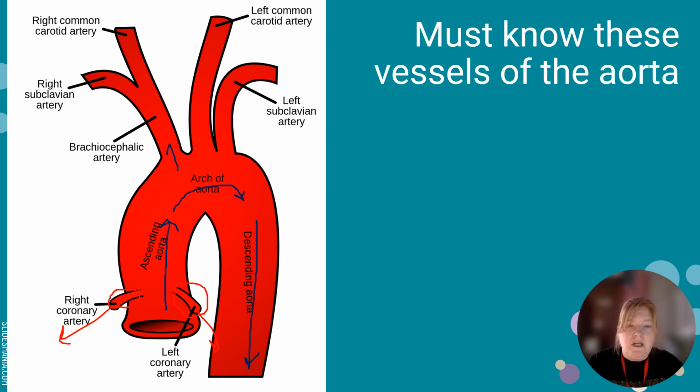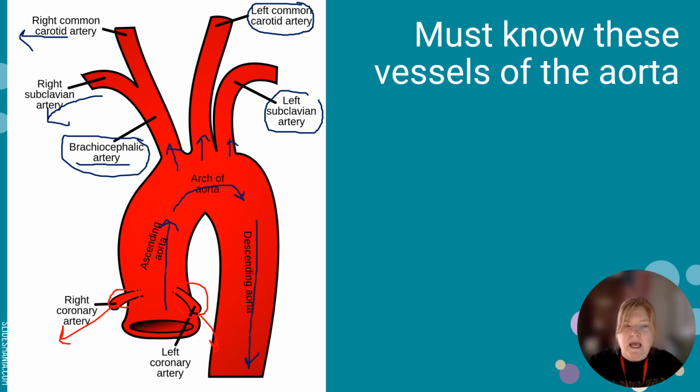And then there are three branches off the aortic arch, okay? The first one is the brachiocephalic. The next is the left common carotid, and then the next is the left subclavian. The brachiocephalic will eventually branch into the right subclavian and the right common carotid, similar to the left, okay?